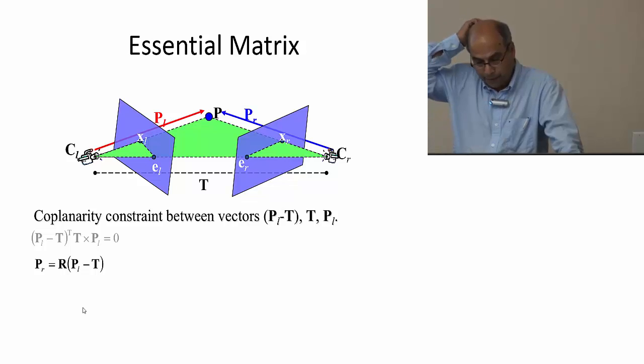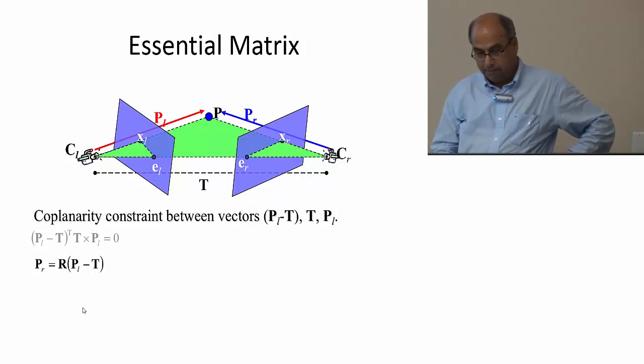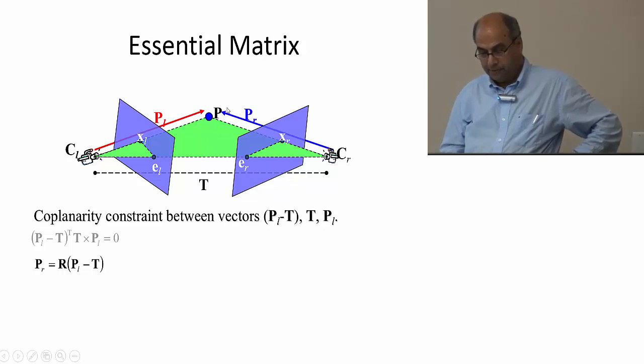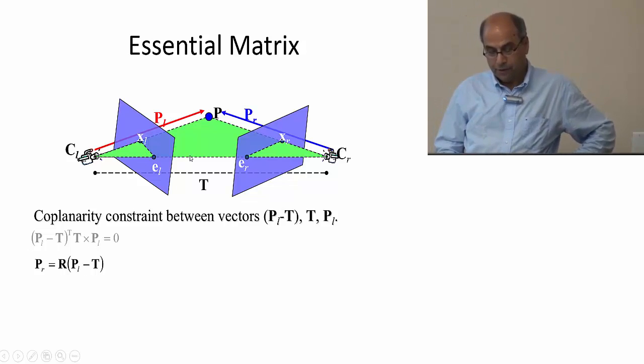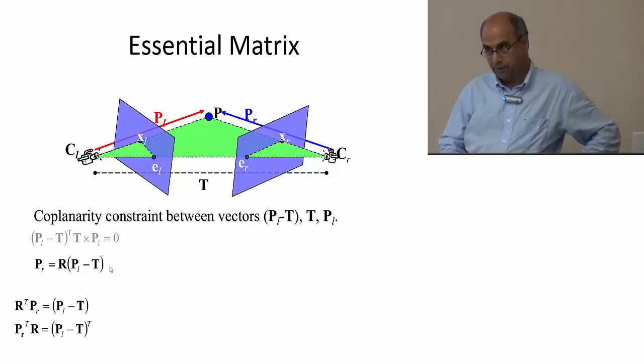Okay? So also we can relate PR, which is this vector, to PL with respect to this coordinate system, because the translation between the two is T. So we take PL, translate it by T, and apply the possible rotation to that. So we can go from PL to PR like this, which is a simple rigid transformation as we've been talking about. So now we have these two things. One is that these lie in a plane, and the other is that we can relate PL with PR in terms of the rotation matrix and also the translation.